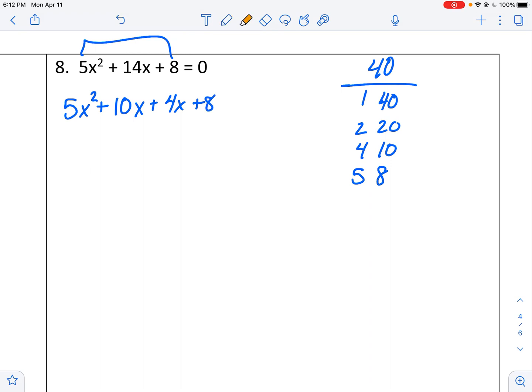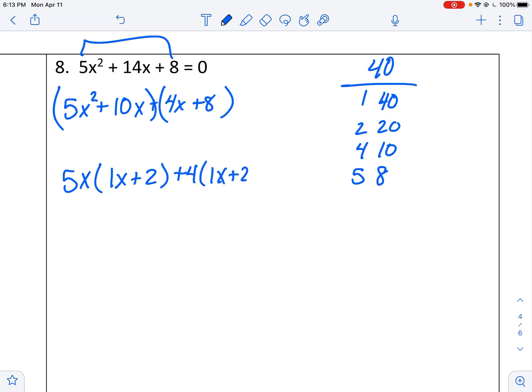Now it does not matter what order you put the 10 and the 4 in, as long as you chose 10x and 4x. Your greatest common factor would be a 5x there. That would be 1x plus 2. Your greatest common factor for the second half would be a positive 4, and you would get a 1x plus 2 again. And I know that I'm correct because my two parentheses are both 1x plus 2. So I get 5x plus 4 and 1x plus 2, and that's how I could classify that one.